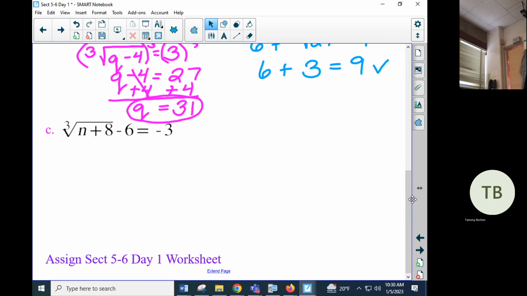And we'll finish this section tomorrow, and then we'll have a practice quiz Monday and a quiz on Tuesday.